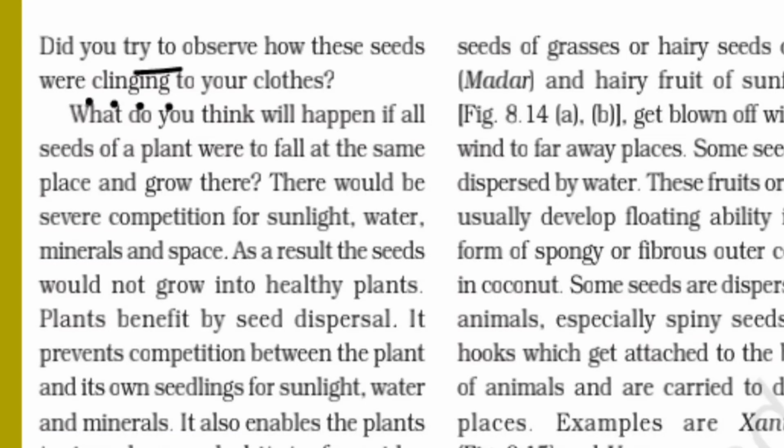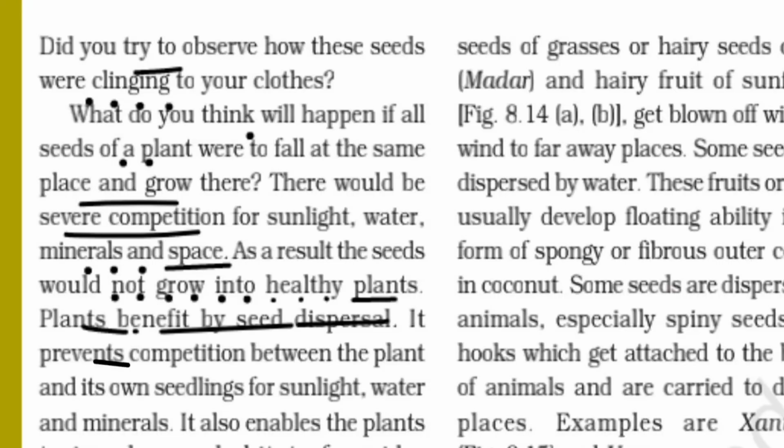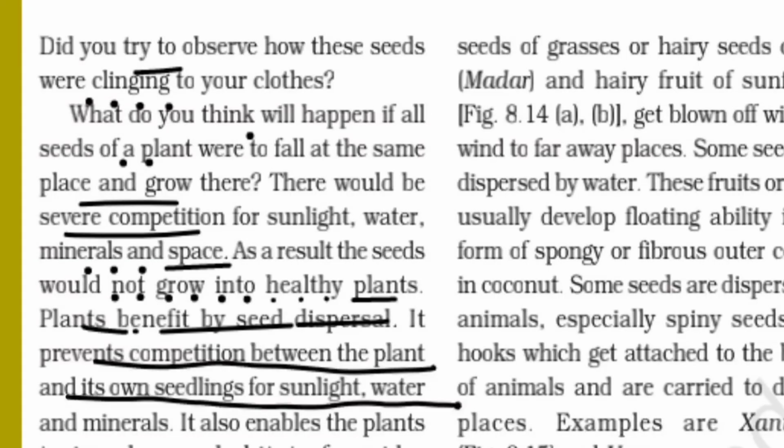What do you think will happen if all seeds of plants were to fall at the same place and grow there? There would be severe competition for sunlight, water, minerals, and space. As a result, the seeds would not grow into healthy plants. Plants benefit by seed dispersion. It prevents competition between the plants and helps the seedlings get their own sunlight, water, and minerals. It also enables the plants to invade new habitats and have a wider distribution.